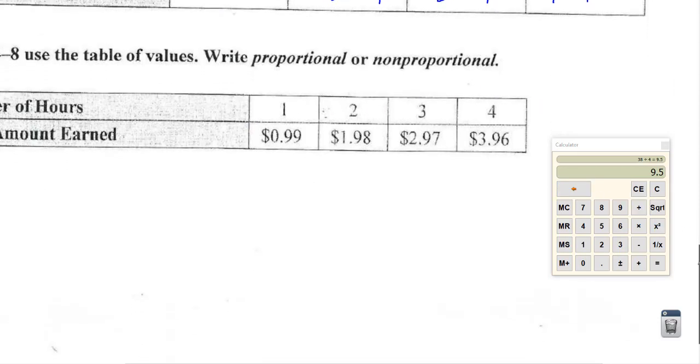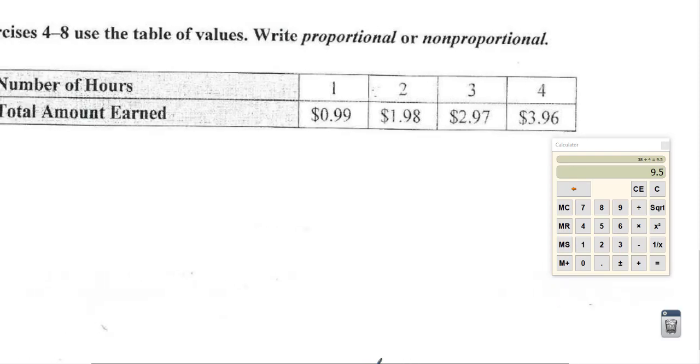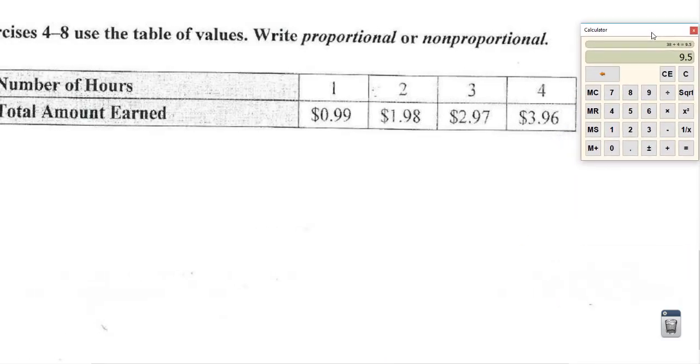Lastly, here we go. Is this proportional or not proportional? Well, this is proportional. Number of hours worked, amount earned. You earn 99 cents. This is if you lived in 1925 or something. You earn 99 cents for 1 hour. You earn $1.98 for 2 hours, which is the same as 99 cents for 1 hour. If we do 198 and we divide it by 2, we find out it's 99 cents again.